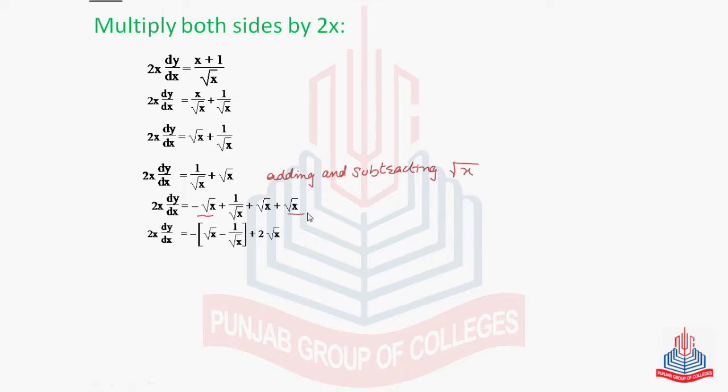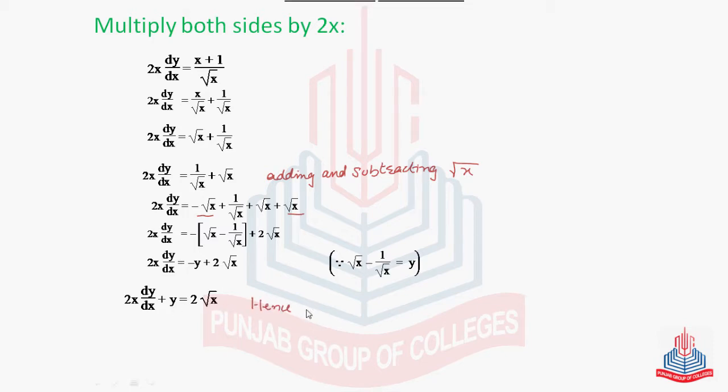So 2y dy by dx, when we take minus common from these two terms, square root of x and 1 by square root of x, that will be positive: square root of x minus 1 over square root of x, and this will be 2 square root of x. So 2y dy by dx, this is actually y as we mentioned here. So minus y plus 2 square root of x, and now this minus y can be shifted to the left side, so that will become positive: y plus 2y dy by dx is equal to 2 square root of x, which is actually our required result.